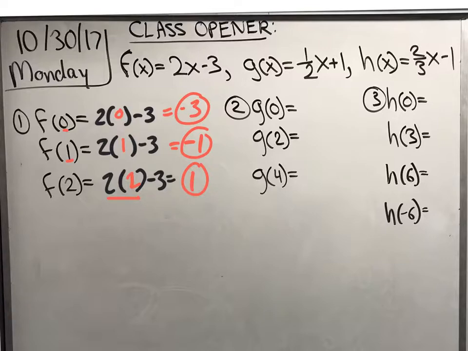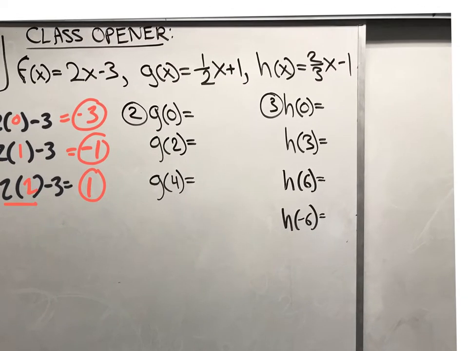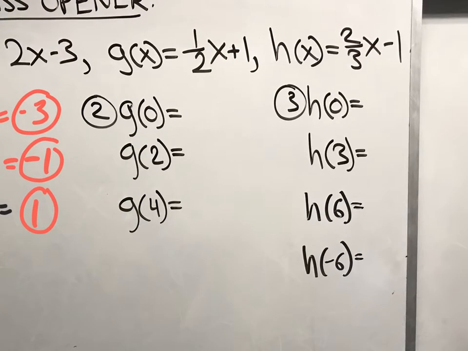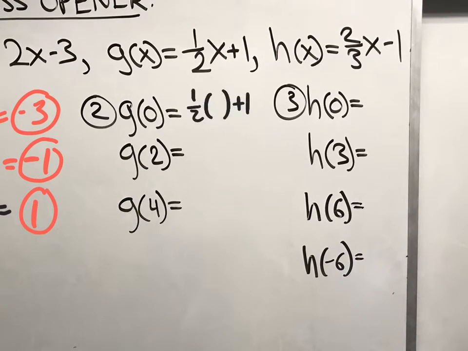Let's just continue with this exercise. Number 2. We're looking at the g function this time. Once again, I am using parentheses instead of x, and I am plugging in 0. 0 is the input. When I work this out, it's really easy to use 0 because 0 times anything, whether it's a fraction or a regular number, is going to be 0. So you have 0 plus 1. Final answer is 1.